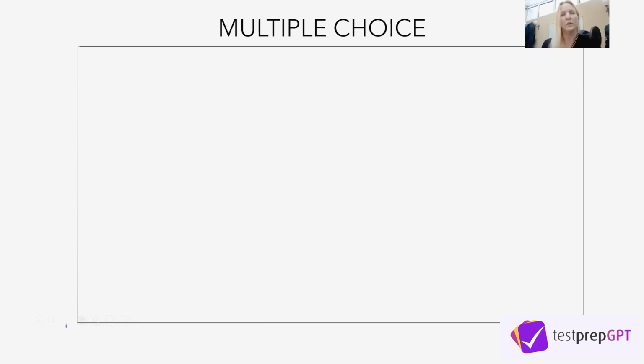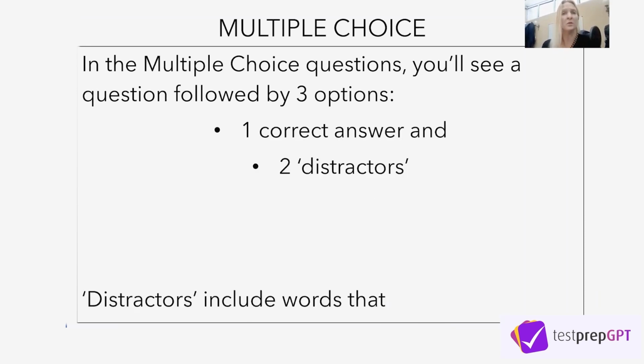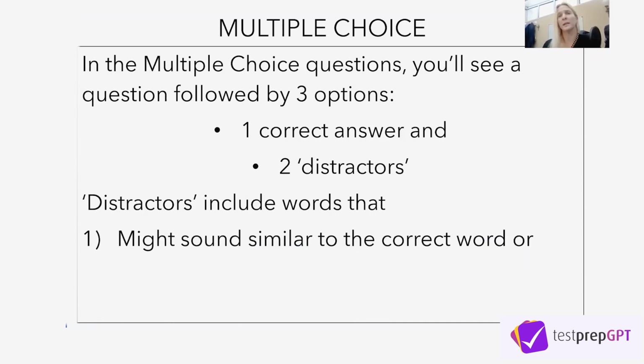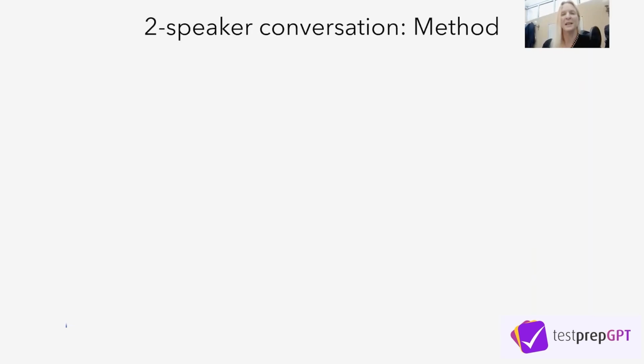Okay, so a quick review of multiple choice. You will see a question followed by 3 options. So 1 correct answer and 2 distractors. Those distractors may include words that might sound similar to what you hear in the audio, or indeed you might hear words that appear in the audio, but they are not correct. So important to keep in mind.